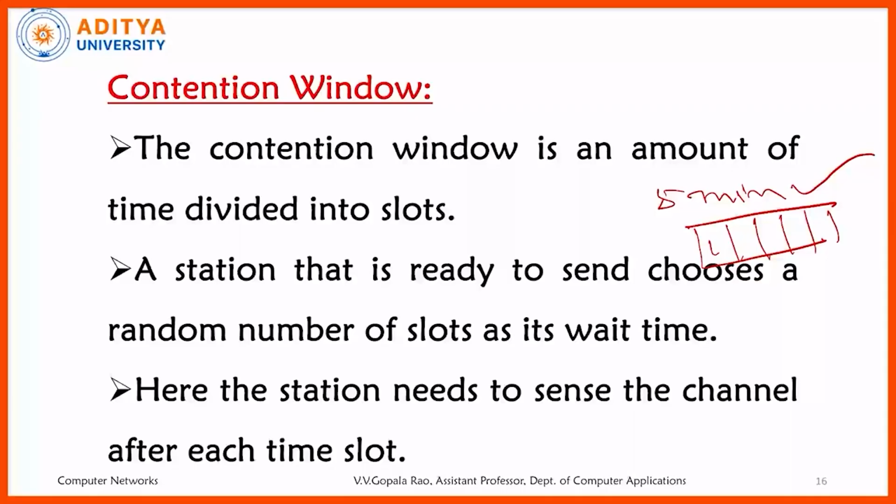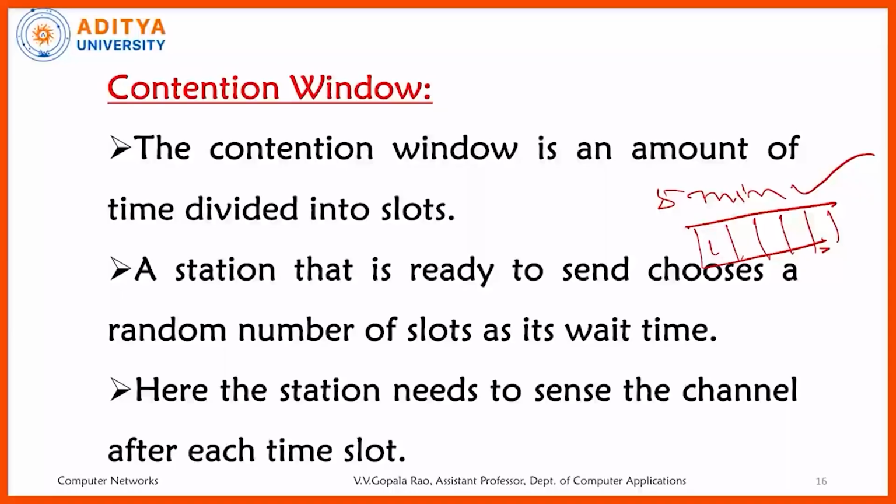A station that is ready to send chooses a random number of slots as its wait time. So every station is allowed to choose any number of time slots in the contention window. It is not fixed. On a random basis, the station selects the number of time slots it wants to wait. Some stations may wait for 2 time slots, some for 3 slots, some for 5 slots. Like that, we allow the stations to wait on a random basis, considering the time slots presented in the contention window.